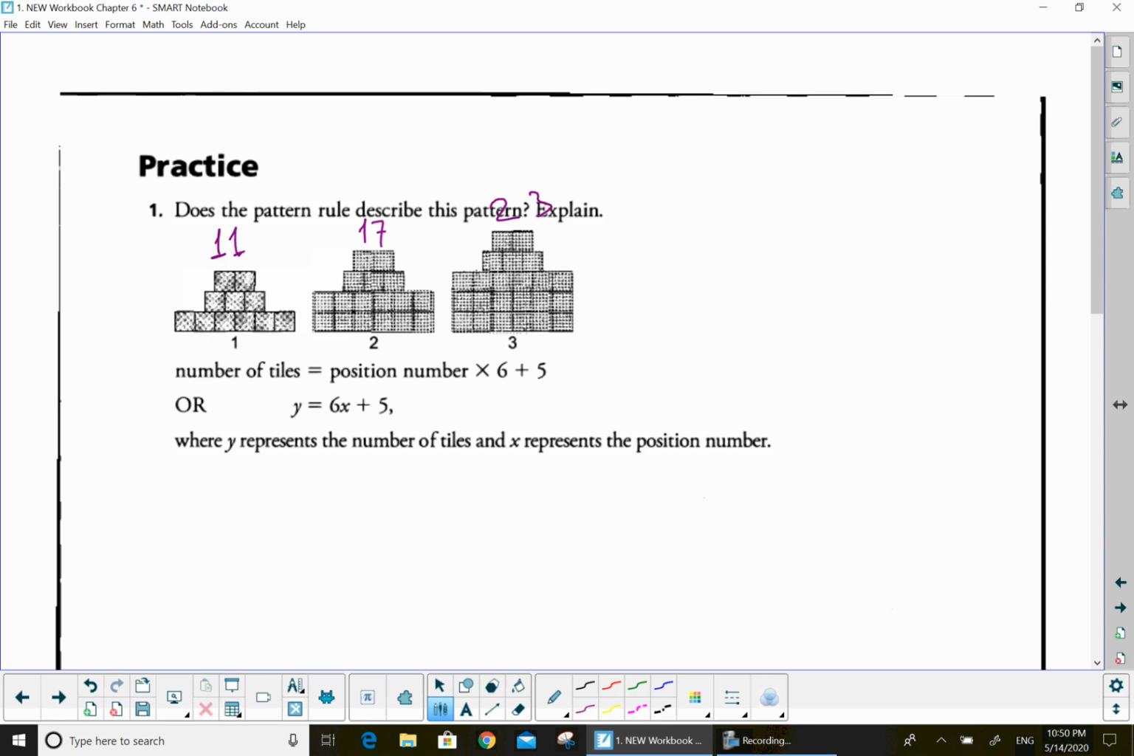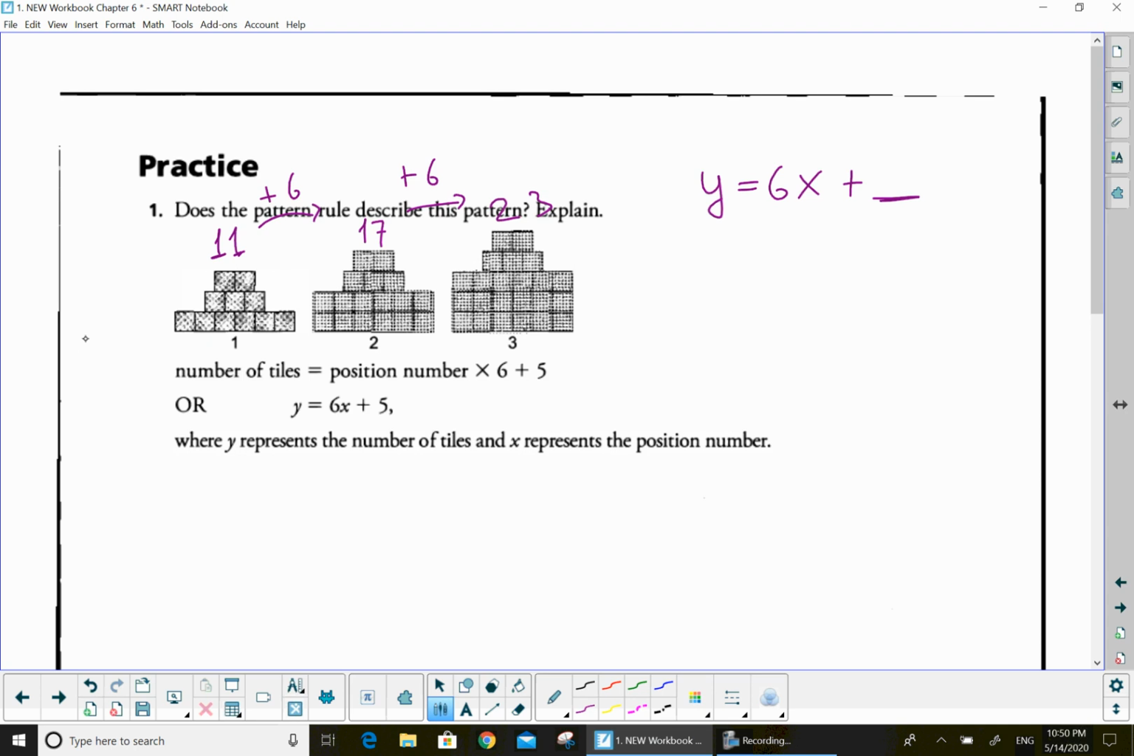So now we ask ourselves, what is the increase? What is the pattern? What's happening here? It seems like in position 1 there's 11, and then we're adding 6, and then we're adding 6 again. So our multiplier is going to be 6. Right now I know that I can create an equation as y equals 6x. I need that constant, so plus something. In section 6.2, I said the easiest way to find a constant is to find the 0th position. How many tiles do you have in the 0th position?